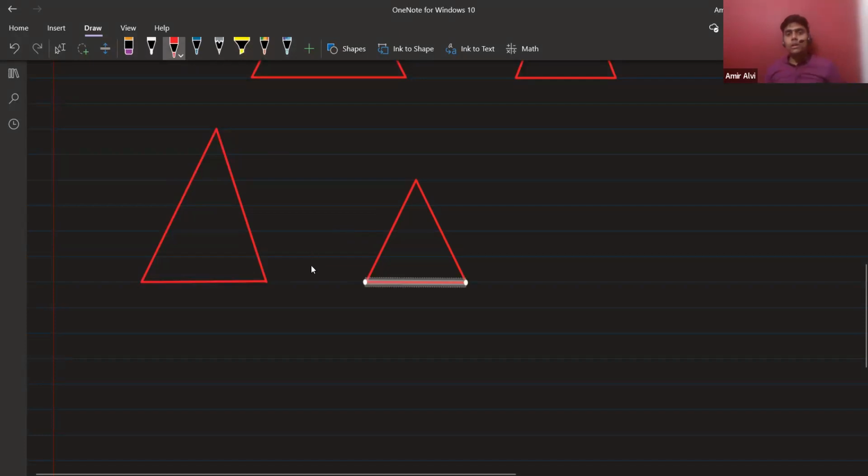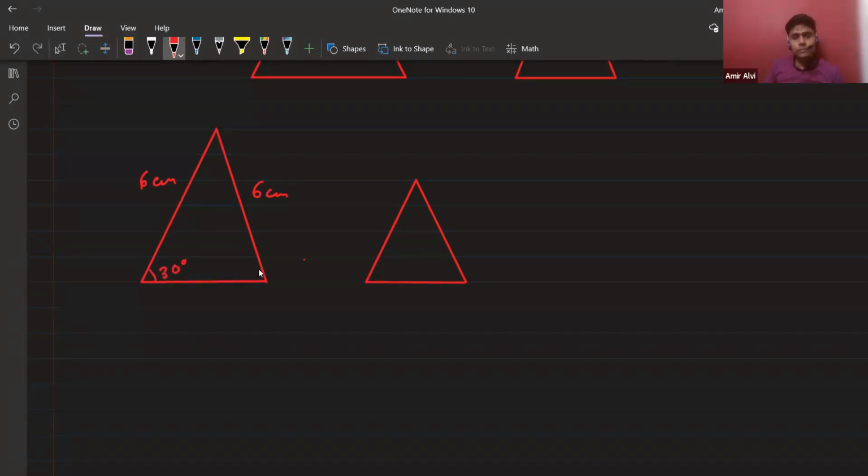Okay, so now tell me, suppose this is 6 centimeter, this is 6 centimeter, angle is 30 degree, angle is 30 degree. Clear? This is 4 centimeter, this is 4 centimeter. Angle is suppose 25 degree. So this angle will be 25, yes or no? Yes, sir, similar.